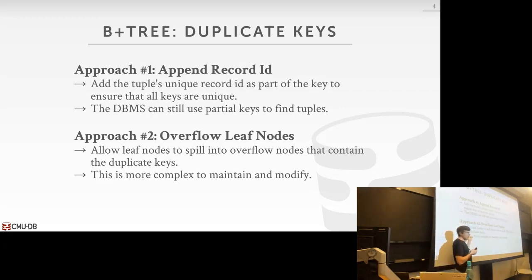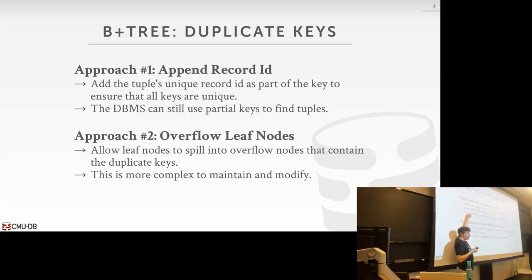This approach is going to be more complex because now we have to handle the case where I'm scanning along my leaf nodes, and I have to know how to follow down the overflow pages. If I'm scanning in the reverse direction, where do I start my scan when I jump back in the other direction? So most people implement this one. This has the advantage that we don't have to make any major changes to our data structure, whether it's a unique versus non-unique index, everything still works the same.